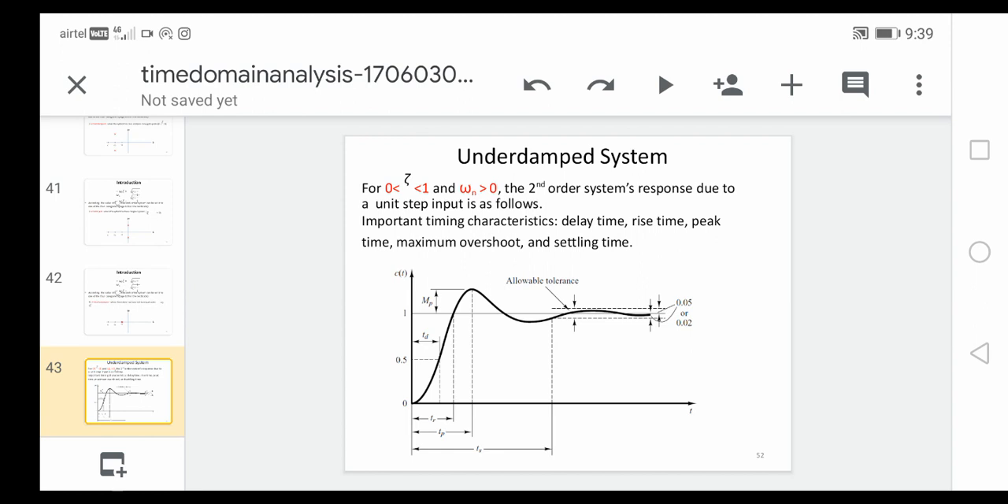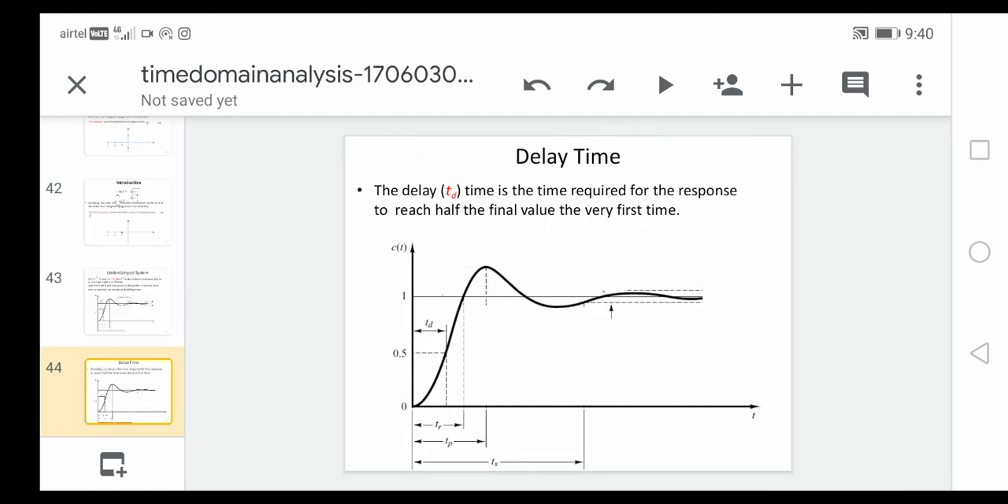Here, the underdamped system is when zeta is between 0 and 1. Due to a unit step signal, we have some different time domain specifications we need to know. What is rise time, what is peak time, what is delay time, and maximum peak overshoot. Here this graph shows the delay time. The delay time is the time required for the response to reach half of the final value the very first time.